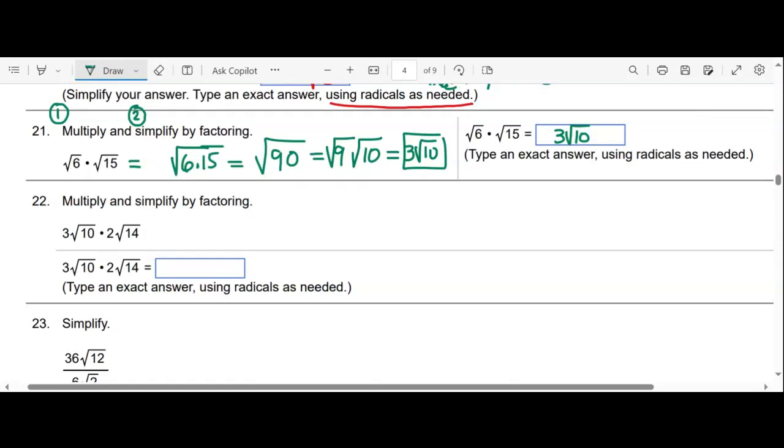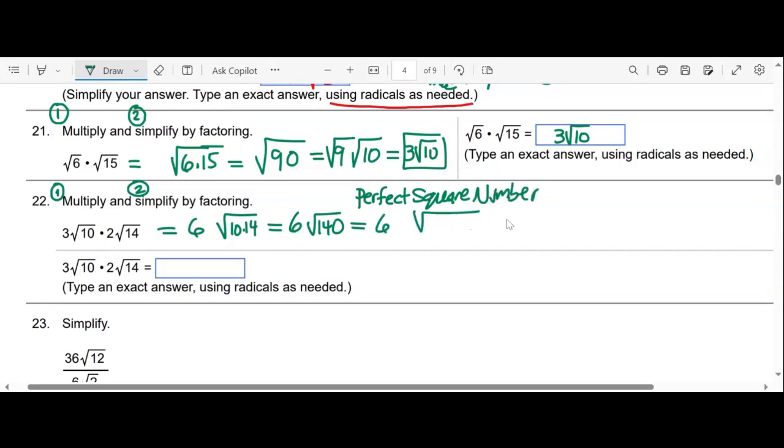Next one, number 22. Multiply and simplify. So how many steps do you have? 2. Square root of 10 times square root of 14? 140, right? Okay, 140. Give me two numbers. One of them is a perfect square number.